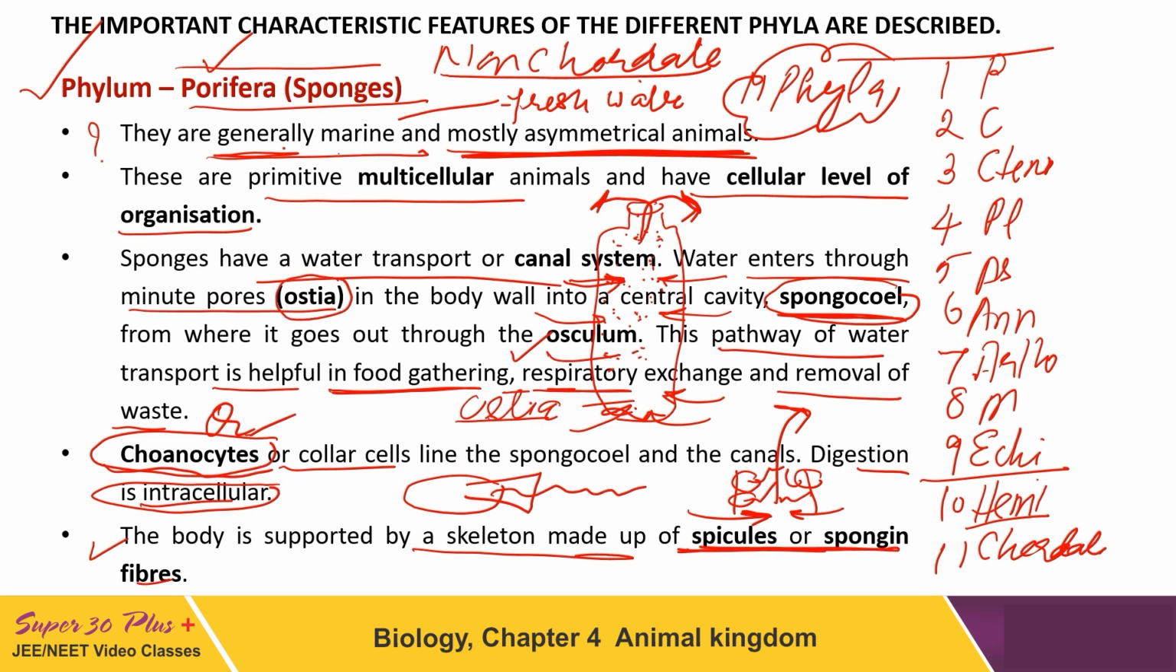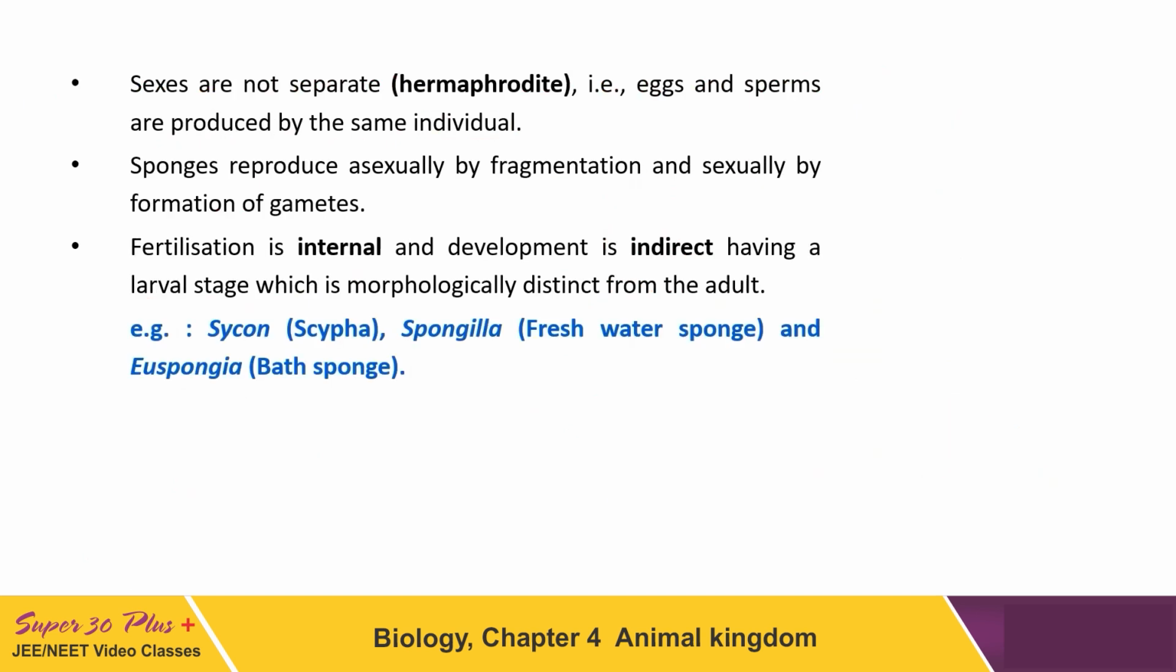Come to one more point here. These are multicellular with a cellular level of organization. Most of these are marine, and a few examples are freshwater ones. Is it clear? The total number of phyla in the animal kingdom is 11. You have to remember what we have discussed right now. We have discussed the first one, Porifera, the pore bearing ones, which in layman's language we call sponges. Right? Come to the next now.